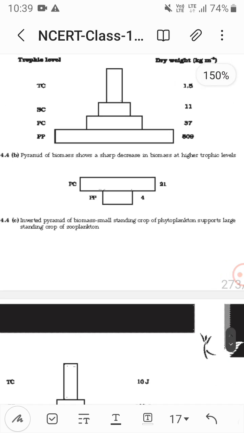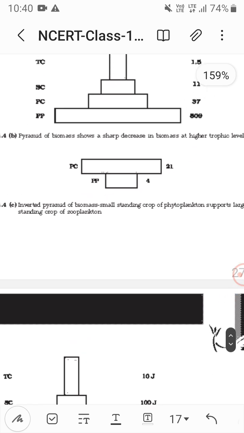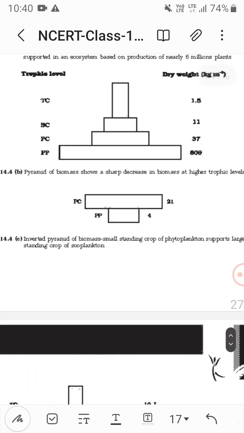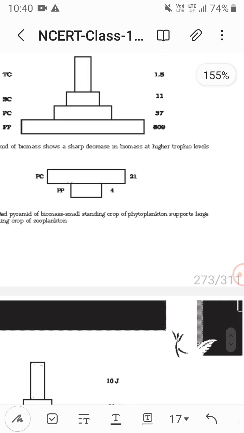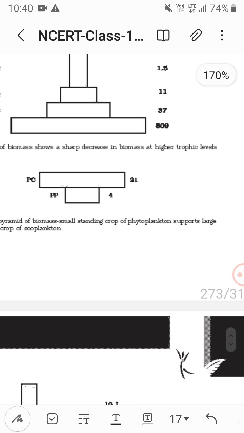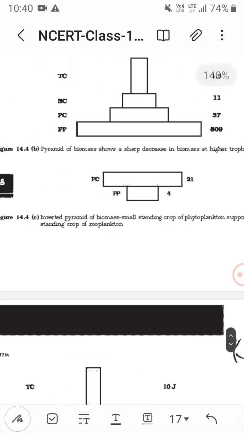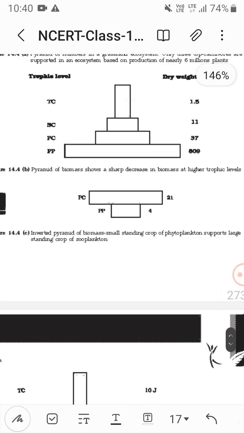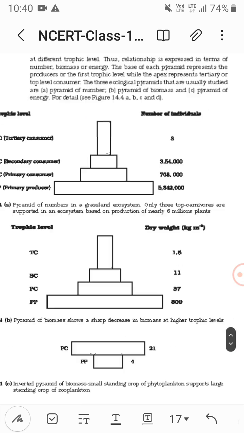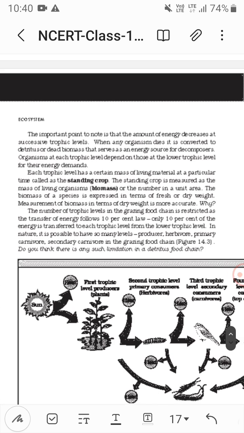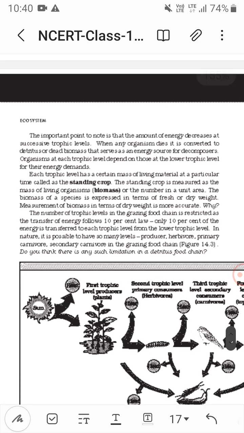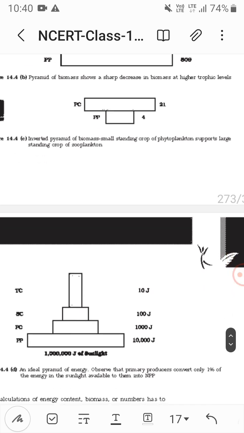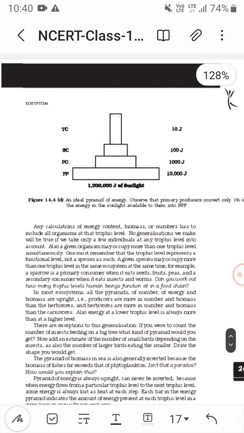Then in the inverted pyramid of biomass, a small standing crop of phytoplankton supports a large standing crop of zooplankton. What is the standing crop? It is the available biomass present in a unit area at a particular time.